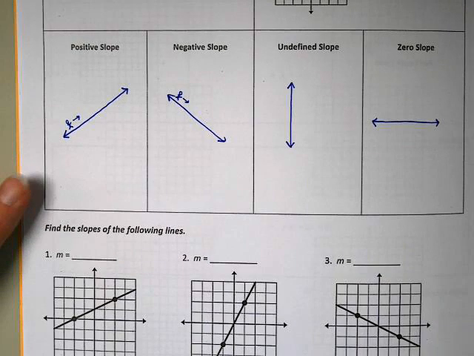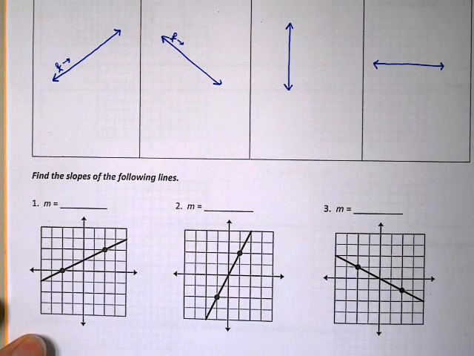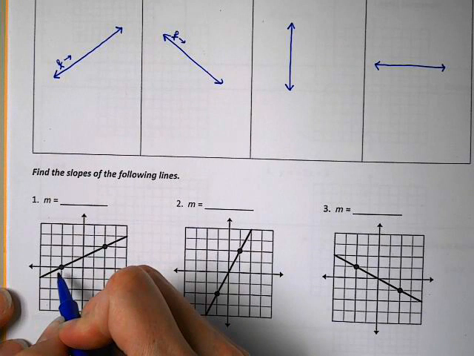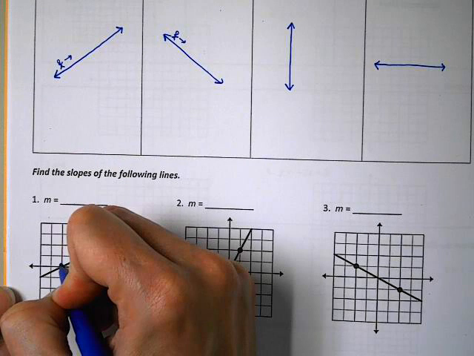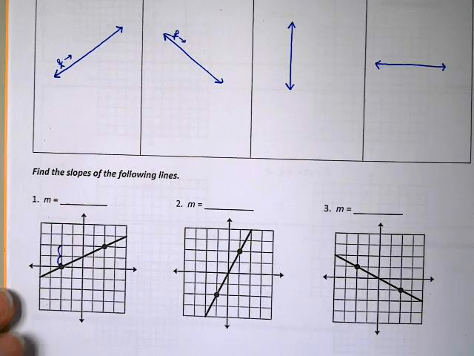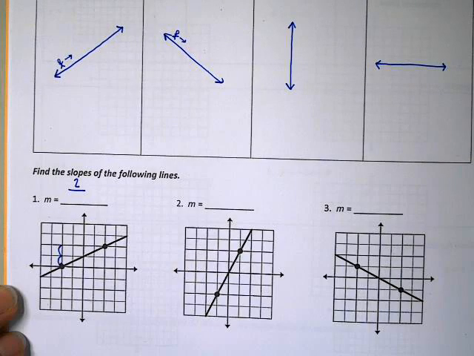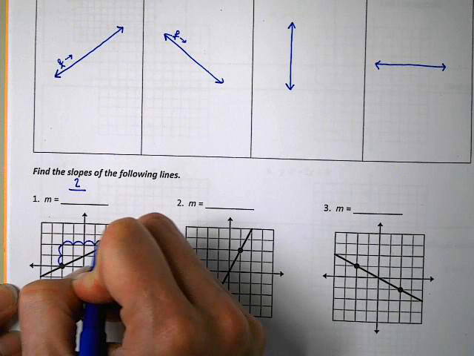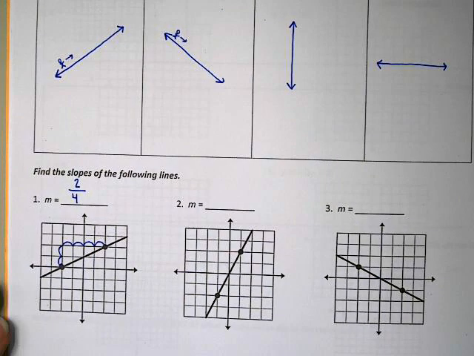So those are our 4 cases for slope. Let's look at some quick problems here. We're going to find the slopes of the following lines in examples 1 through 3. Again, I always start at the furthest left, so I'm going to start at this point here. What I notice is that I have to go up 2, so my rise is going to be +2. And then I'm going to run 1, 2, 3, 4 to the right. Since I went right, that's +4.